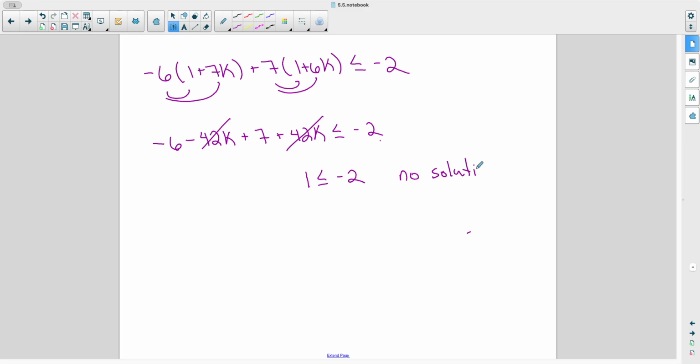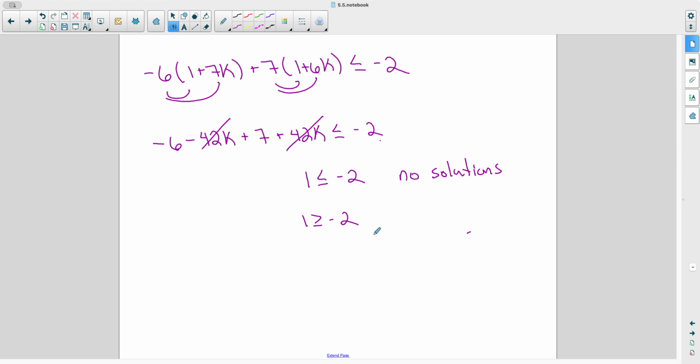Oh, no, I realized my mistake. I forgot to cancel out. So I'm going to rewrite this, saying that there is a possible solution. On the other one, there's no solution. If it was like this, it's all solutions.